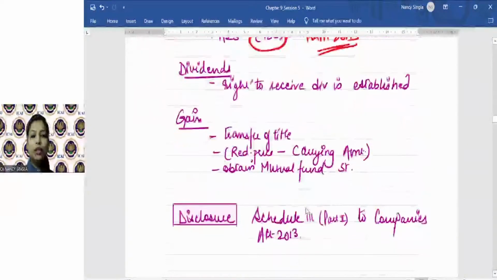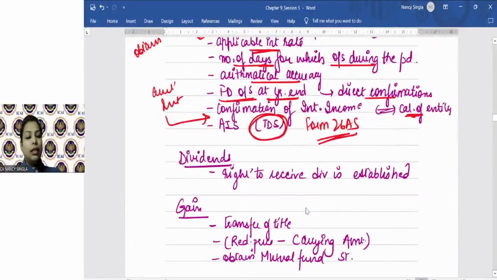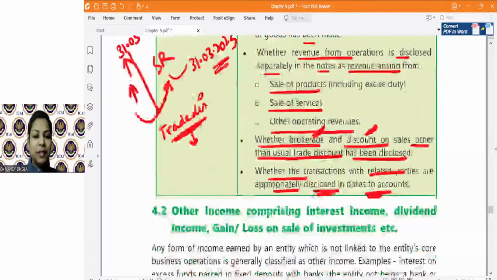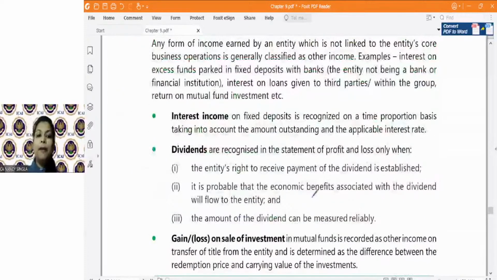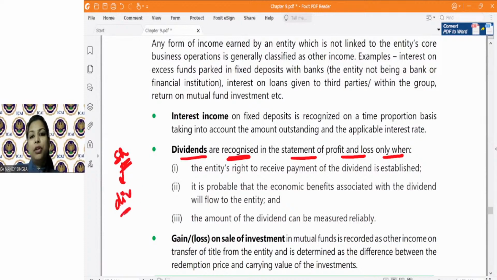Now dividends. So in dividends, let me just take you through the module itself. In dividends, only this much is given, that dividends are recognized in the statement of profit and loss only when. So if the company has invested in shares somewhere on which the company is to receive dividend, the company will consider it as income. It will recognize it in the statement of profit and loss only when the entity's right to receive payment of dividend is established.